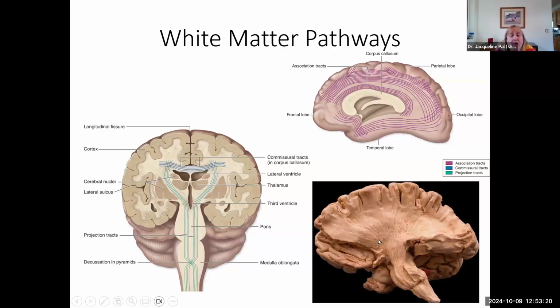So here's an example of a brain where they took off some of the tissue so you could actually see these fibers. In this case, they're showing projection tracts going from the brainstem up to the cortex of the brain. Pretty cool, isn't it?